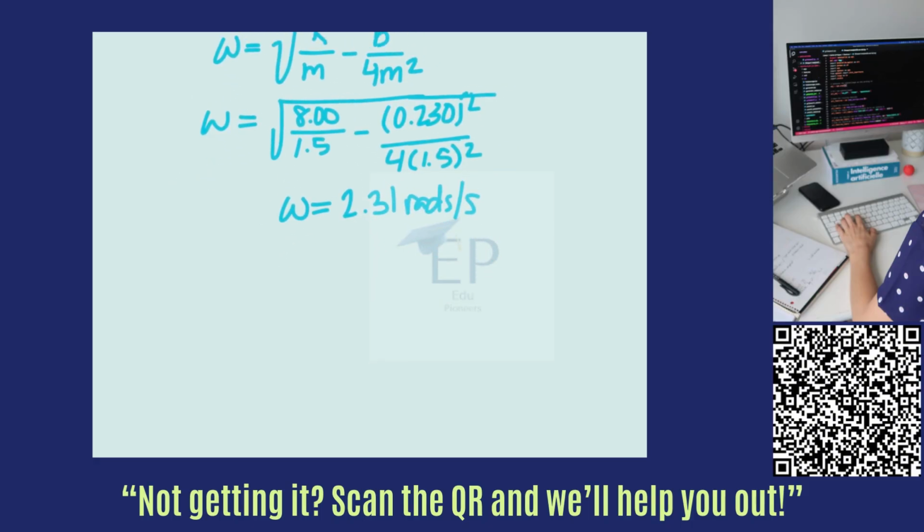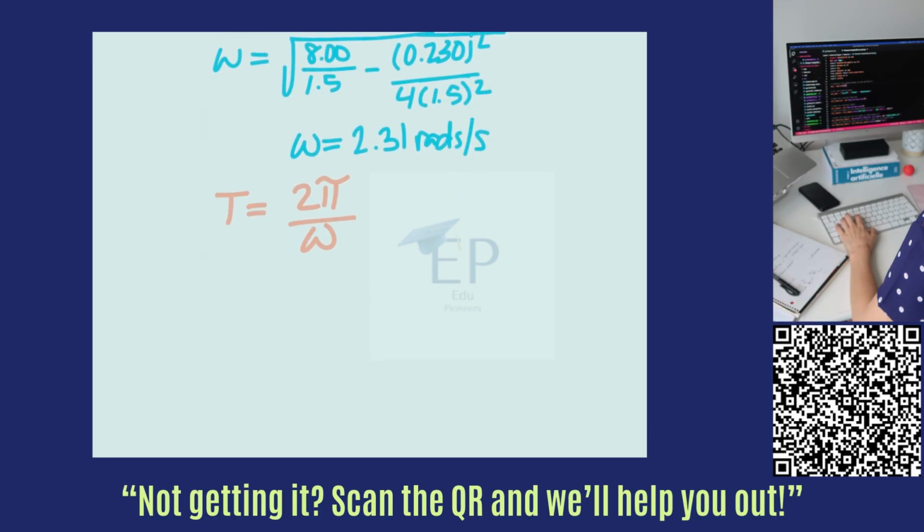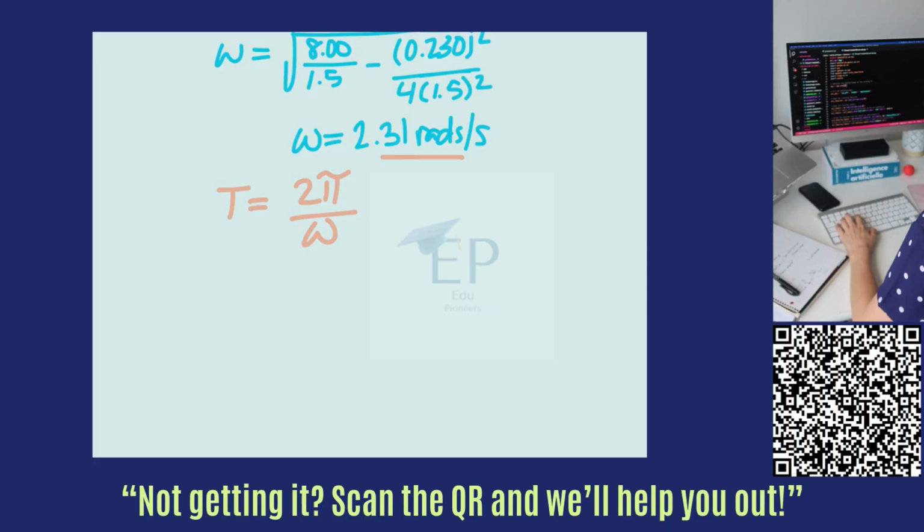Angular frequency is related to period, in that period equals 2 pi divided by your angular frequency. So when we take our angular frequency that we have just calculated, we'll find that our period equals 2 pi divided by 2.31 rads, giving us 2.72 seconds as our period.